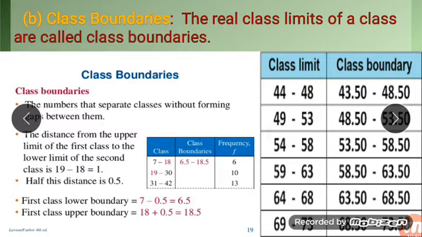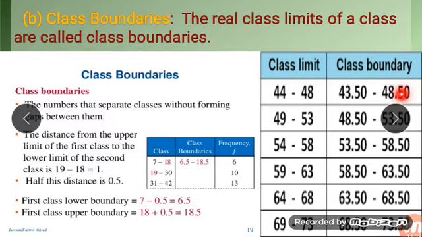So the question arises here: if any student or any person has a weight of 48.2, or 48.5, or 48.9, in which class should that observation be recorded? In order to overcome that problem, the concept of class boundaries is introduced. Class boundaries are the numbers that separate classes without forming gaps between them.